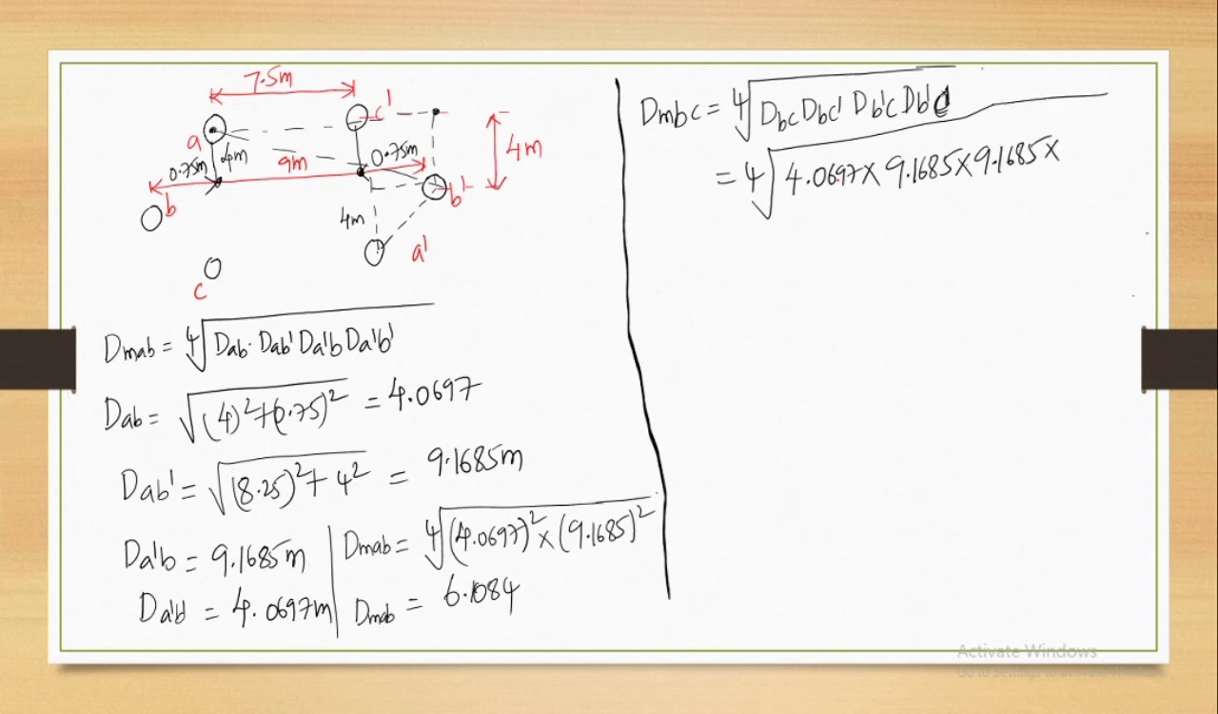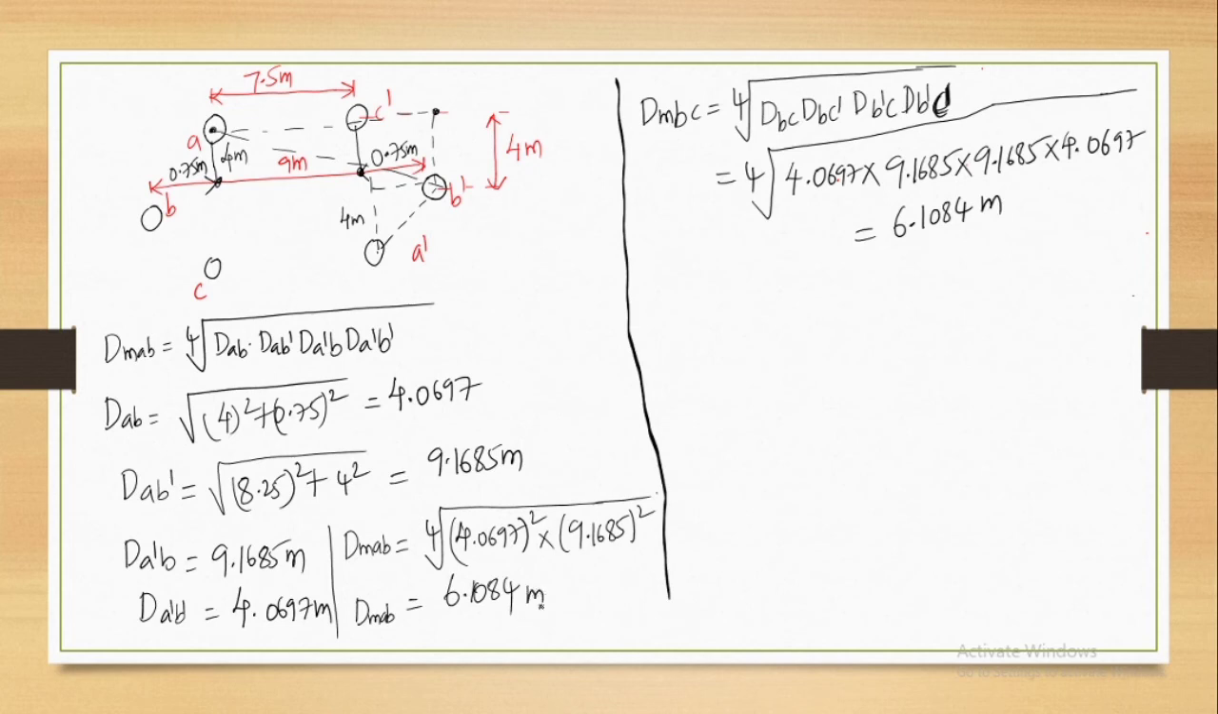Next, last distance, B dash to C dash distance. B dash is this one, C dash is this one. So this distance is the same as this distance. Is it right or not? Because the vertical distance is 4 meters and the horizontal distance is 0.75 meters. So that value is 4.0697. If you evaluate this, it is the same as DMAB and you will get the same value, 6.1084 meters.